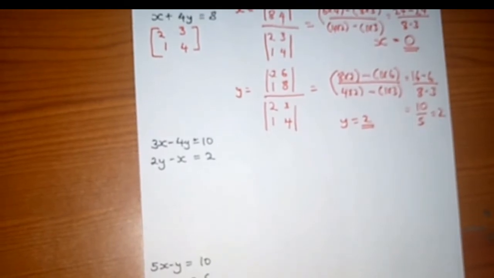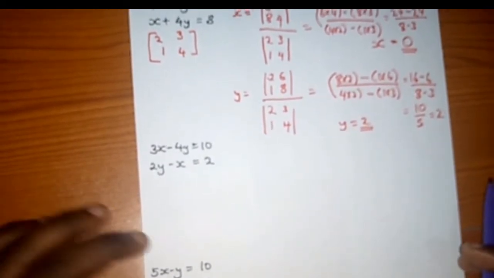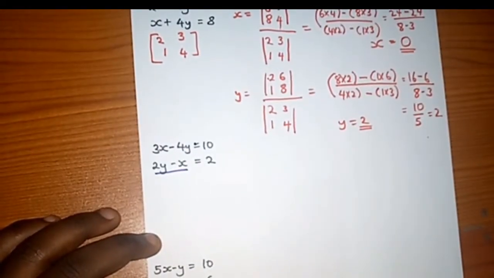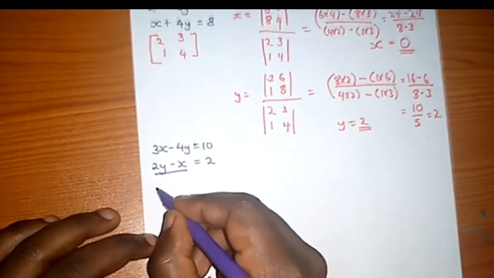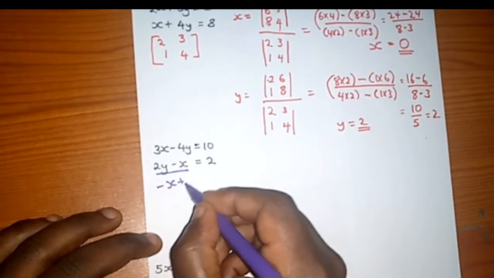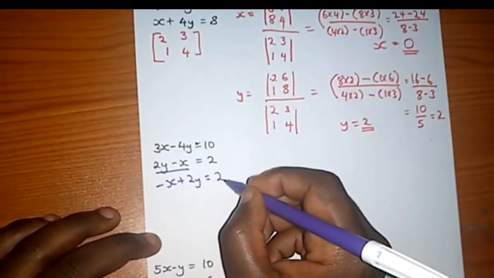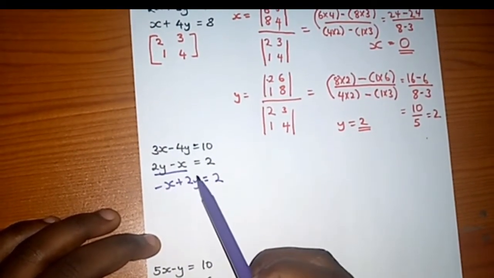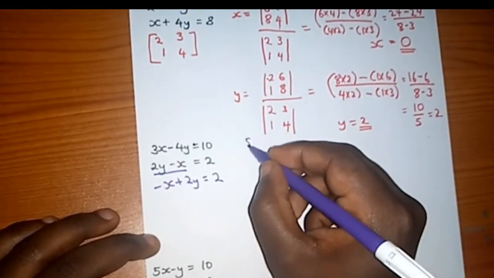3x minus 4y equals to 10, and 2y minus x equals to 2. Now for this case, you realize that this equation here is not in its form, because I'm beginning with y and x. So at first I'm going to change this into its form. So it's going to become minus x plus 2y equals to 2, so that we put it in a form such that the x is first and the y is second, like this first equation.